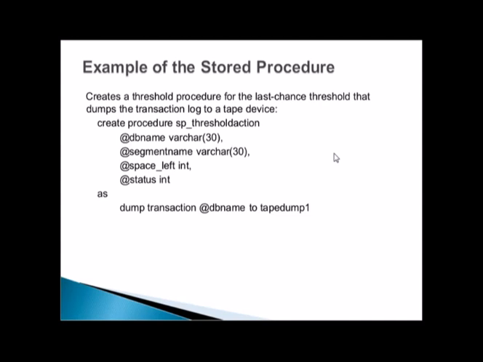And this is how we can write this. Create a threshold procedure for the last chance threshold that dumps the transaction log into a tape device. So: create procedure sp_threshold_action, as I said, we are creating this. @dbname varchar(30), @segmentname varchar(30), @space_left int and @status int. We are creating this procedure keeping in mind that we are working on the last chance threshold, which means the value is 1.